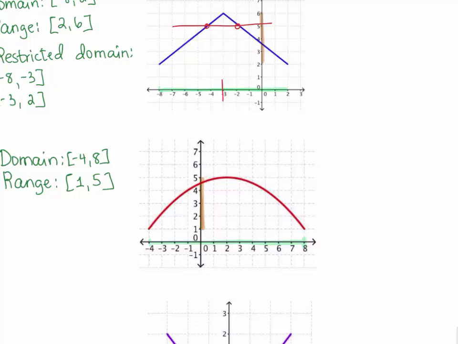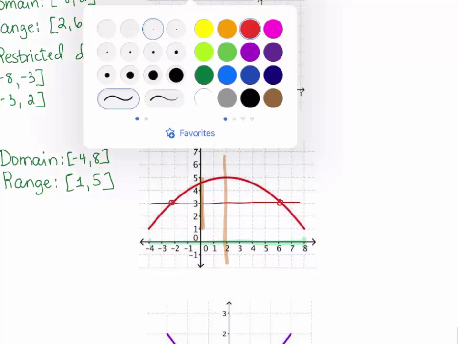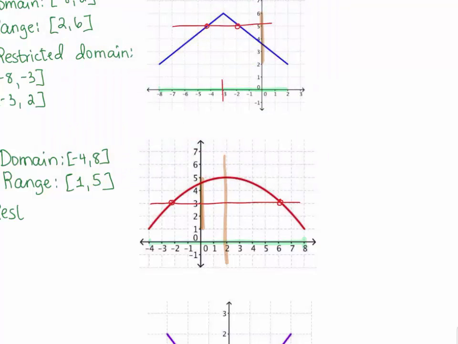Is this function one-to-one? No. It does not pass the horizontal line test. So I'm going to split it into 2 parts, and then my restricted domain for this particular graph, what is that going to look like? The left part would be from -4 to +2, and then the other interval would be from 2 to +8. Let's take a look at another example.